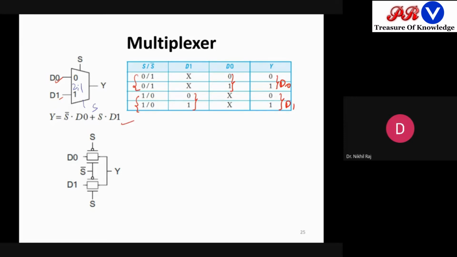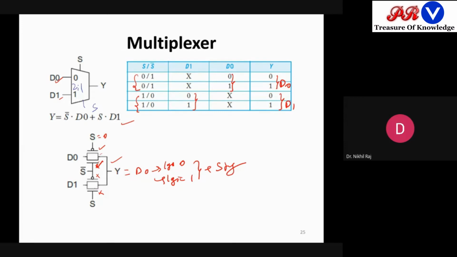Now coming to the realization, this is how we can realize the multiplexer. So what happens when S is 0? When S is 0, this PMOS is on and this is off, this is off. Sorry, S is 0, so this will be on, this is off and this is off. So Y will get D0, and whether it is logic 0 or logic 1, both will come as a strong value because we have both configurations here.